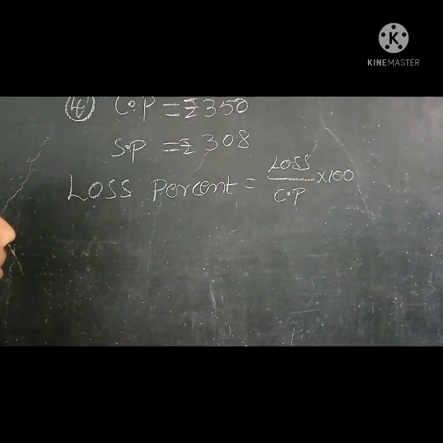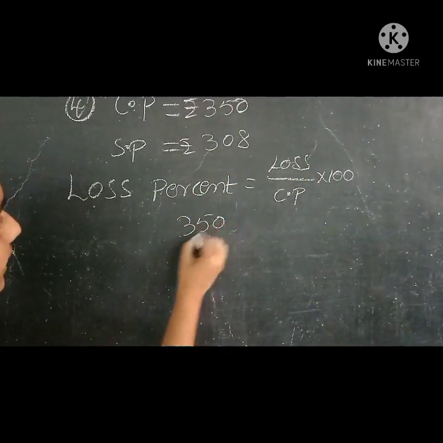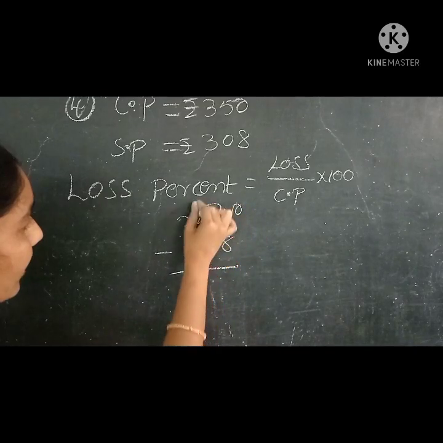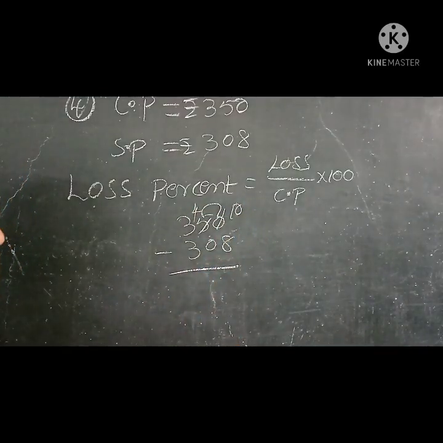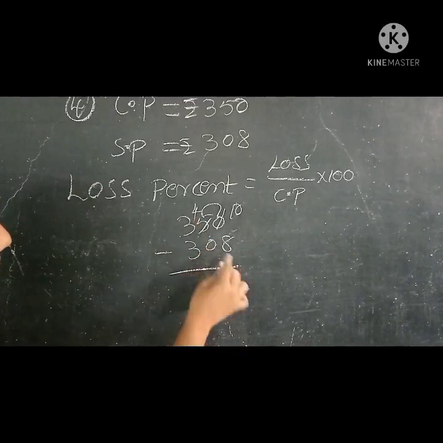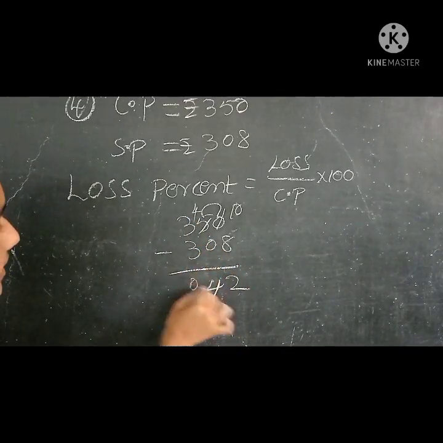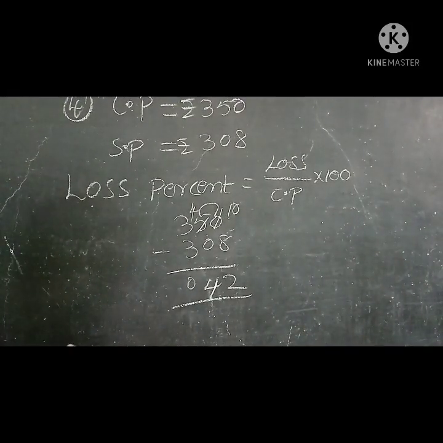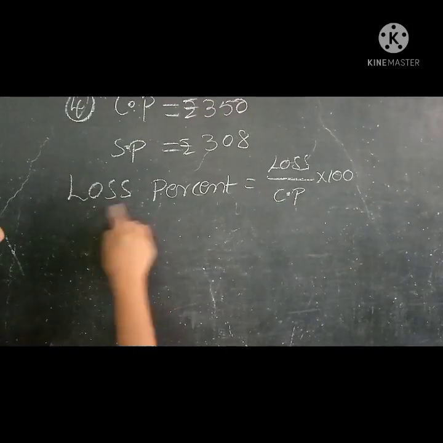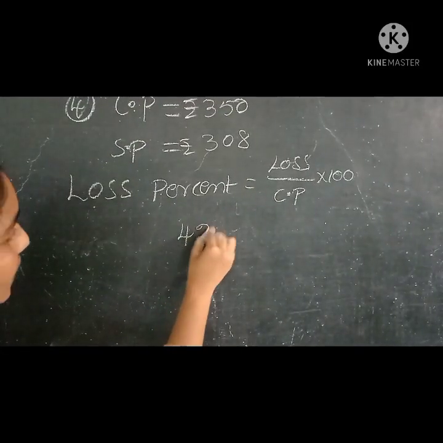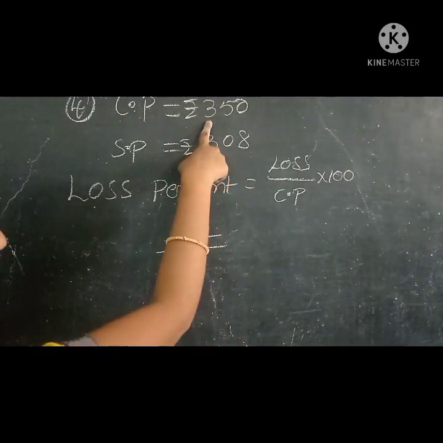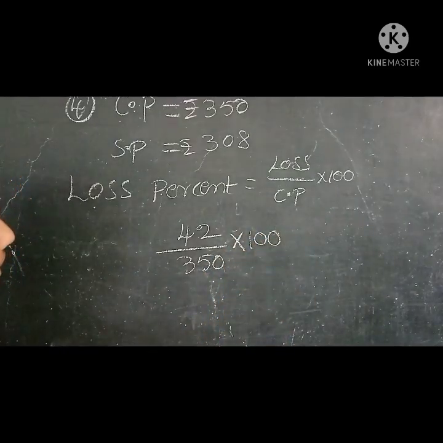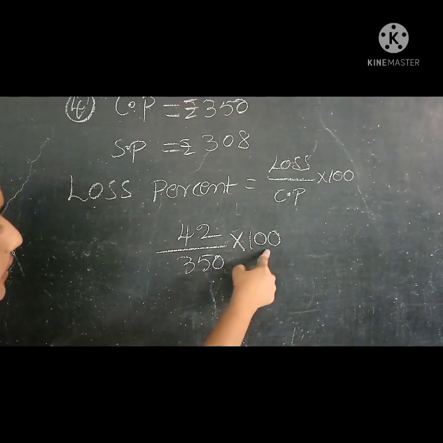So how much rupees of loss? 350 minus 308. Take the borrowing. 10, 5 becomes 4. 10 minus 8 is equal to 2. 4 minus 0, 4. 3 minus 3, 0. So how much rupees of loss? 42 rupees. Okay, how much rupees of loss? 42 rupees. So loss percent is equal to loss, 42, by cost price. How much rupees of cost price? 350 rupees into 100. 42 by 350 into 100.